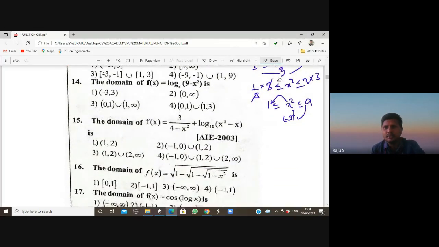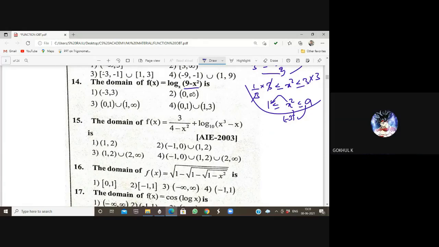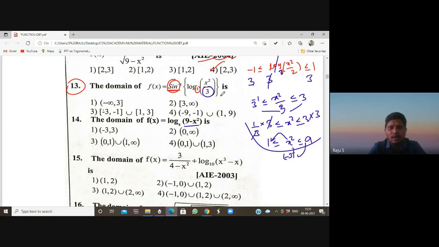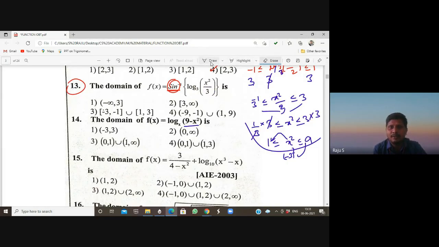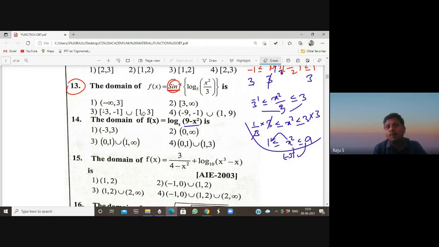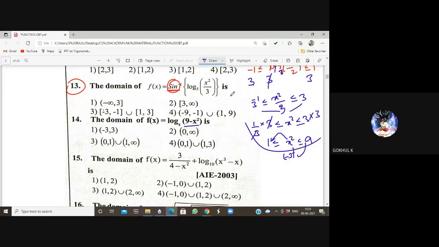Next, what about question number 14? Log of 9 minus x square. The above one, we should exclude 0. See here, if we include 0, what will happen? Log 0 square by log 0. Is it right? No, sir. This log 0 does not exist. So that, yes, just up to -1, 1 to 3. That's the reason.